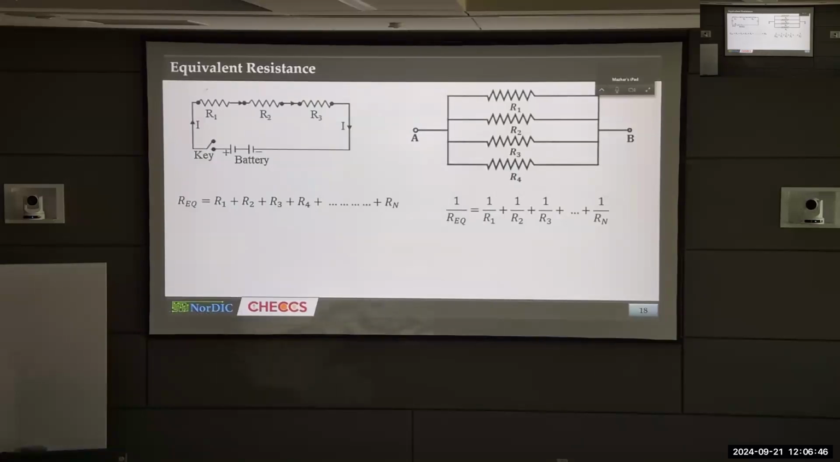So I am giving you some values of the resistances. Just let me know what the equivalent resistances are. Let's say it's 8 ohms, it's 2 ohms, and it is 10 ohms. So what will be the equivalent resistance here?